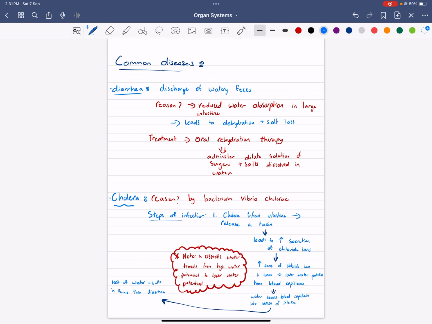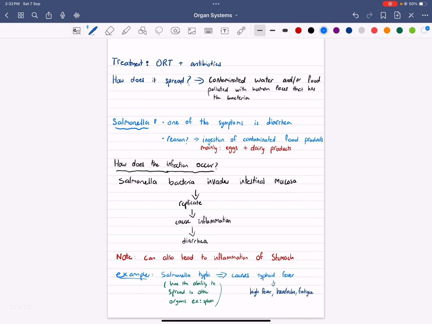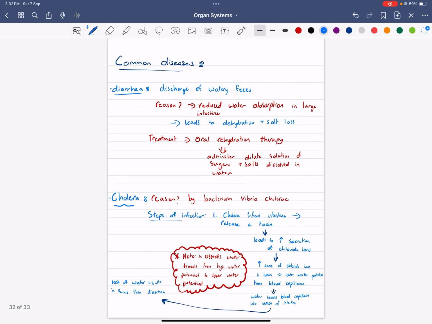Now let's look also finally at some diseases that might occur in our digestive system. So we have three main common diseases. We have diarrhea, cholera, and salmonella. Okay? So diarrhea is usually the discharge of watery feces. The reason behind it is reduced water absorption. So if we're not absorbing water, our feces are going to be watery. So reduced water absorption in the large intestine, and it usually leads to dehydration and salt loss.